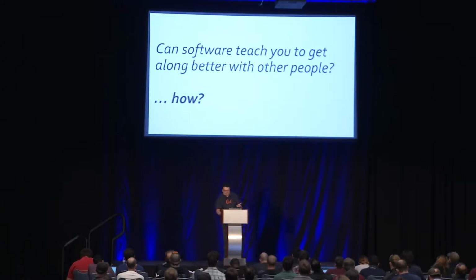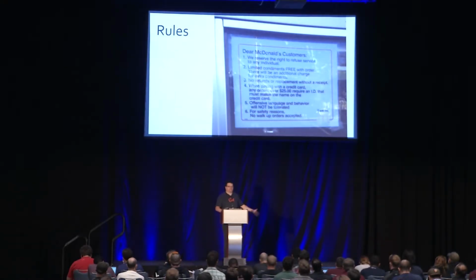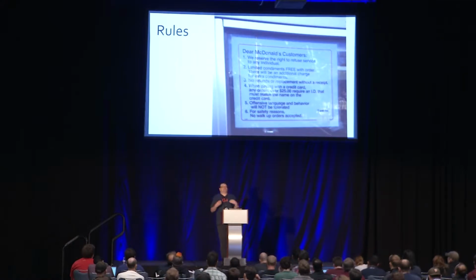So the first step on the road to figuring out how to get people to get along together is, of course, rules, right? And programmers love rules. The computer is a giant system of rules that execute constantly. So all we need is a good set of rules. If we just had a good set of rules, everybody could get along together. So here's a picture of a set of rules. This is a picture I actually took. It's a McDonald's that's close to where I live.